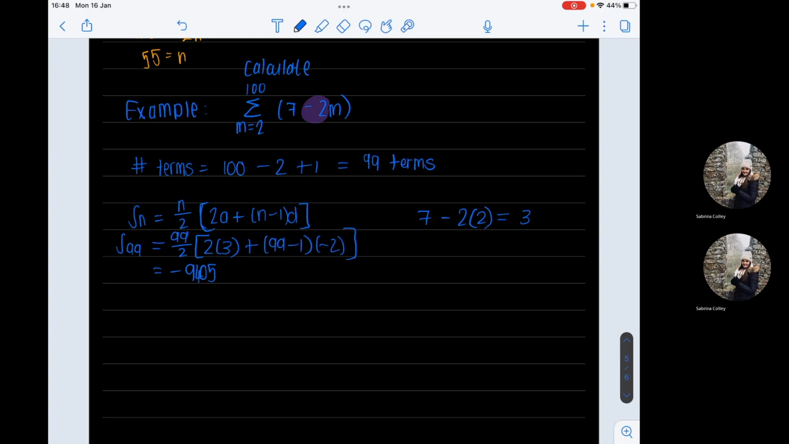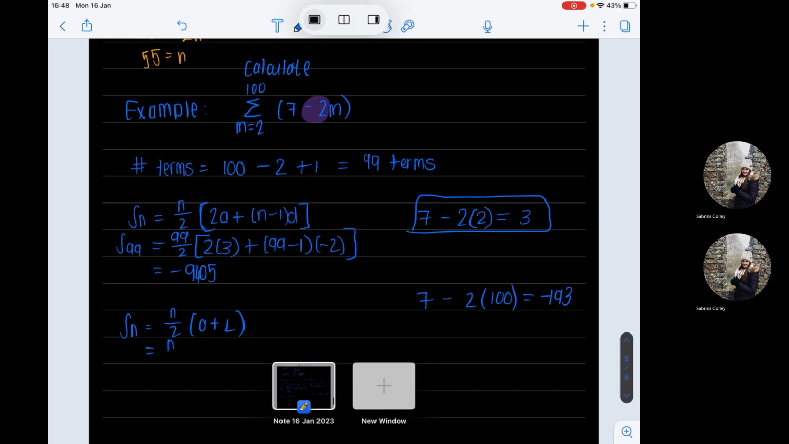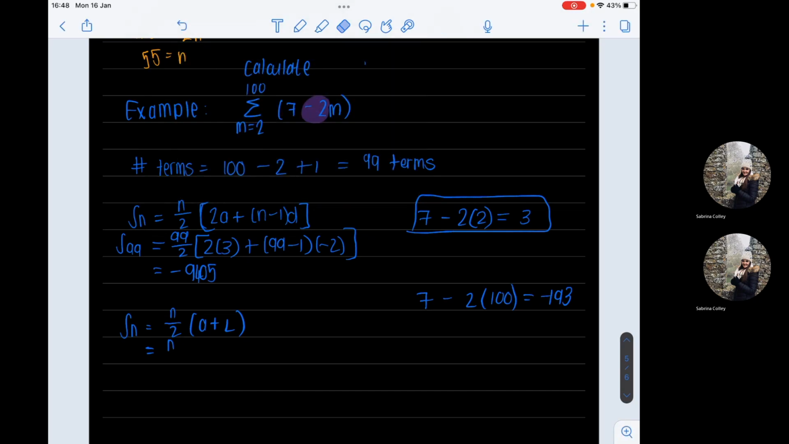That's right. If I go Sn is equal to n over 2 times a plus l, my first term we worked out is 3. What about my last term? My last term would be 7 minus 2 times the last term I know is term 100. Okay, and that would give me negative 193. So in this formula, I know at this point that it is 99 terms, so my n would be 99.